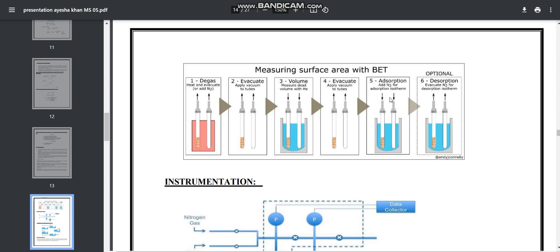In this setup, there are two containers: one is a reference cell and the second one is a sample holder. One contains the sample and one is the reference cell. In this case, we have to apply nitrogen. Once the adsorption has occurred, desorption starts. As I already have told, adsorption and desorption are in equilibrium. The amount of gas adsorbed is equal to the amount of gas desorbed.